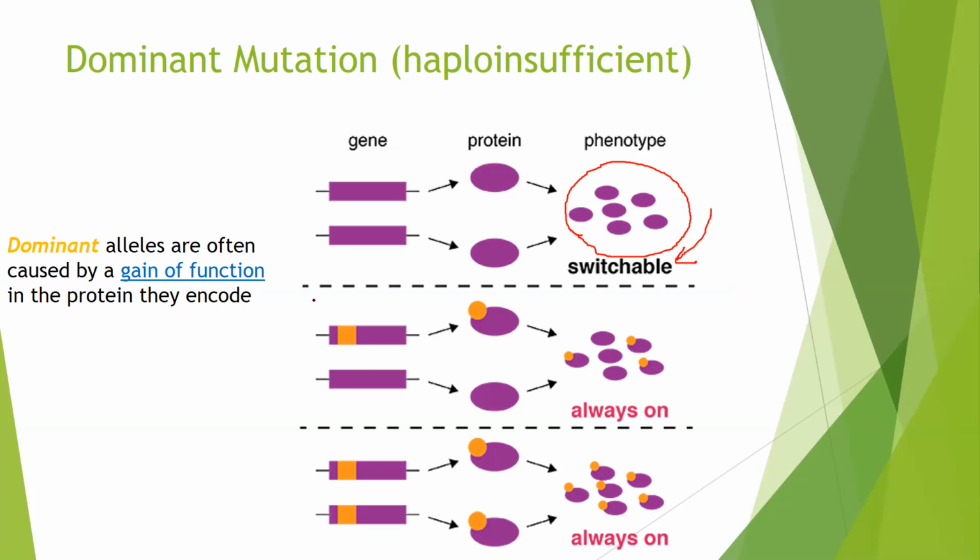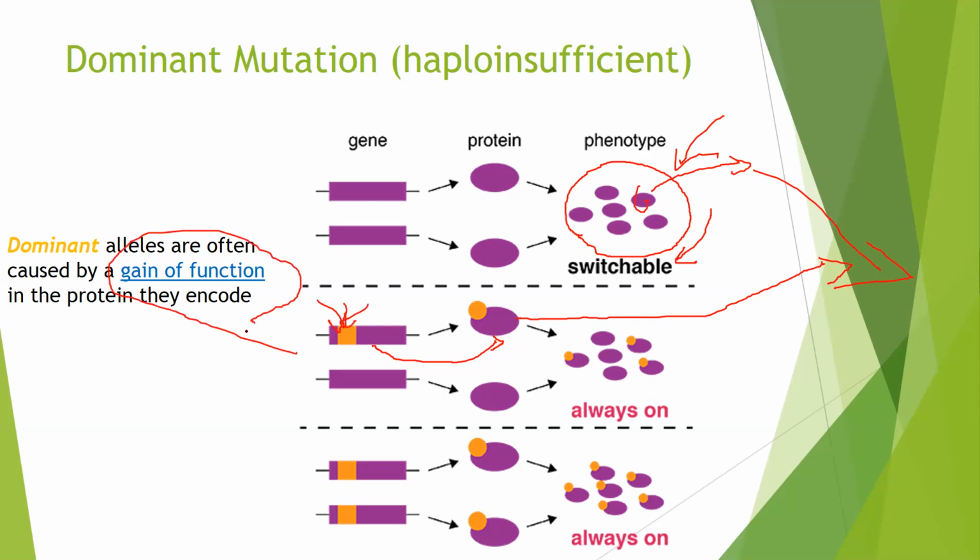Now, if there's a mutation occurring here, this mutant allele will produce a protein that is already on. It doesn't need any activation. It doesn't need to be switched on because it is already on. So this one can immediately do something in the cell, right? But this one cannot. It needs something to activate it to do the same thing. So that means this mutation will cause the gain of function.